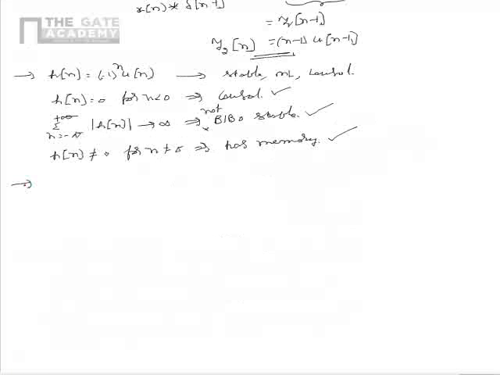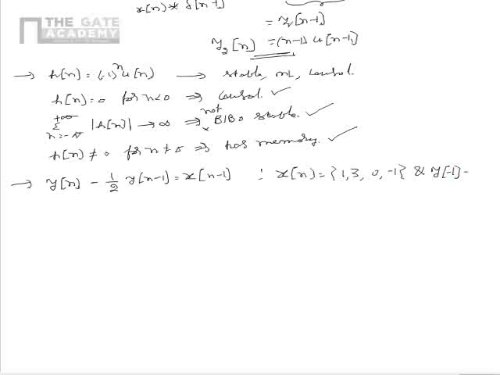Now, let us consider another problem related to LTI systems. Suppose there is an LTI system which is described by the input output relation y of n minus 1 by 2 y of n minus 1 is equal to x of n minus 1. We have to find the output of the system for an input of x of n equal to 1, 3, 0, minus 1, if it is given that y of minus 1 is equal to 0. Please note that the value of 3 corresponds to the instant n equal to 0.